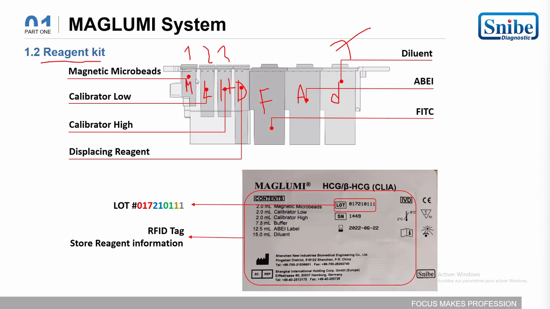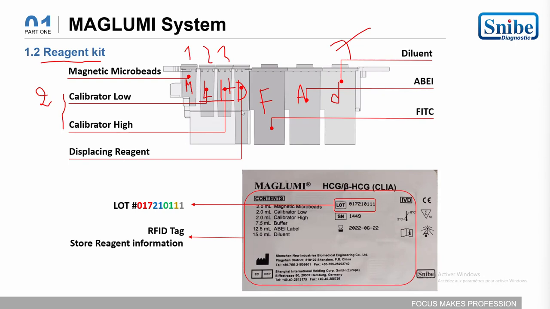So the microbeads are in the first vial. In the second and the third, we have the calibrators. So we have two levels of calibrators, used by all the Maglumi reagents. The fourth is the displacing reagent.